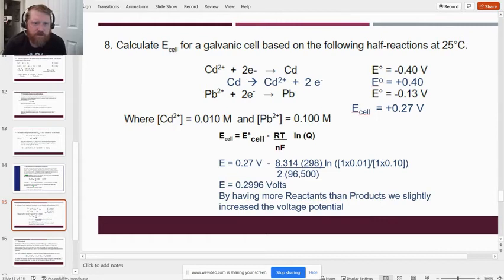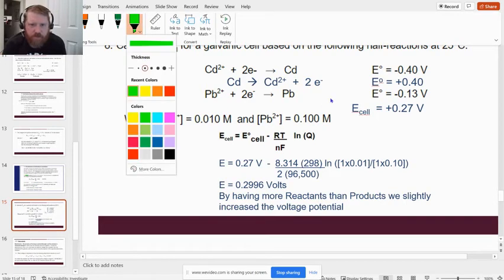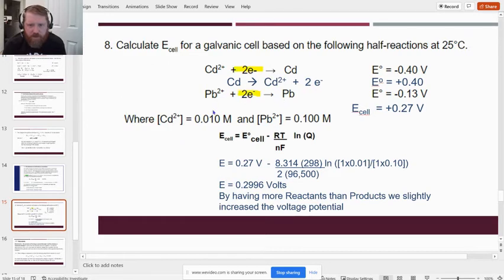First thing I noticed when I looked at these two reactions is that both of them were gaining electrons, and that's a no-no. They can't both gain electrons. So then I realized I needed to flip the top reaction around so that when I added the two reactions together, the voltages would be a positive voltage. And so that is the standard cell potential or standard cell voltage, E prime.